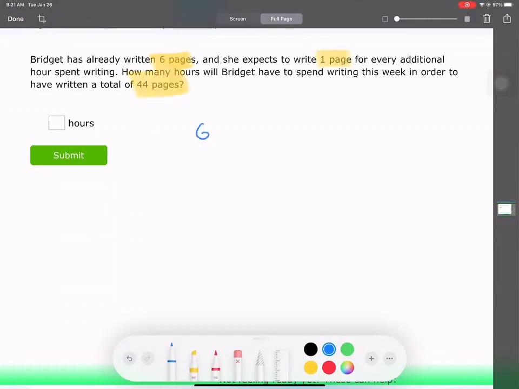She's written 6 pages already. She expected to write 1 page per every hour that she works. And that gives us our total number of pages. Again, you can use x and y if you want. 6 plus 1h equals t, where in this case, h is equal to the hours, and t is equal to total pages.